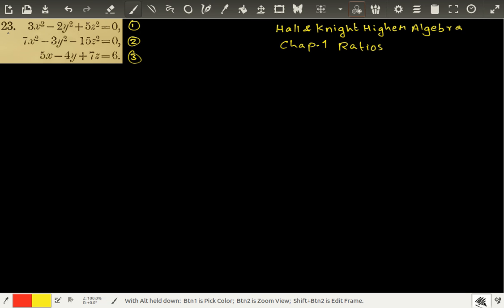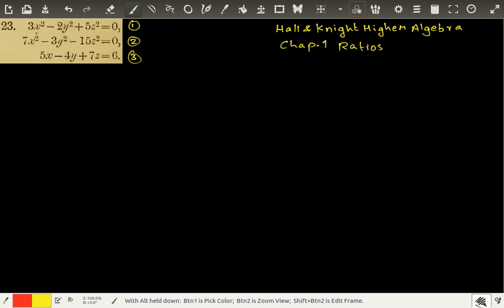This is problem number 23 from Hall and Knight Higher Algebra, Chapter 1 Ratios. Again, we have been given three equations in x, y and z, and we have to find the values of x, y and z. Again, we are going to use the same technique, that is the rule of cross multiplication, that we have already used in problem number 20, 21 and 22.